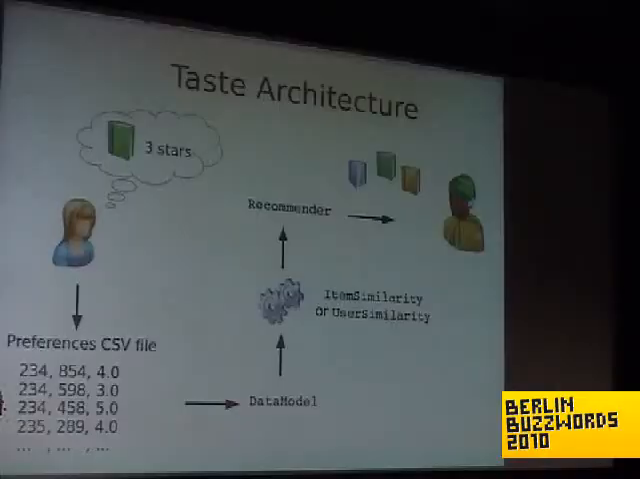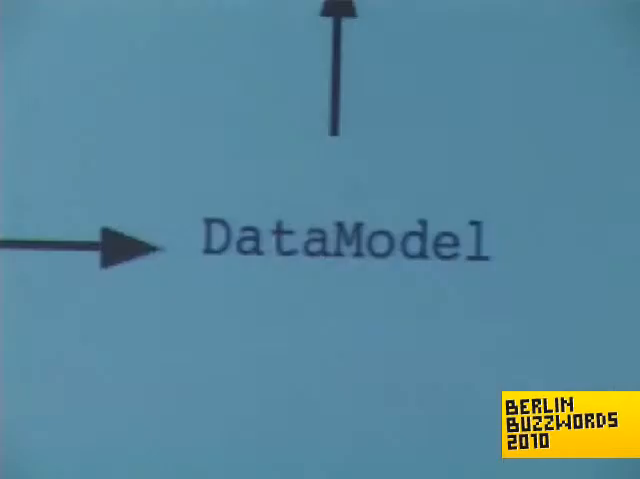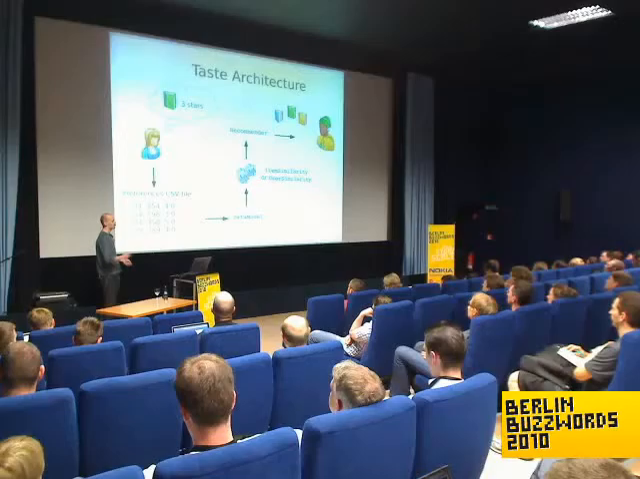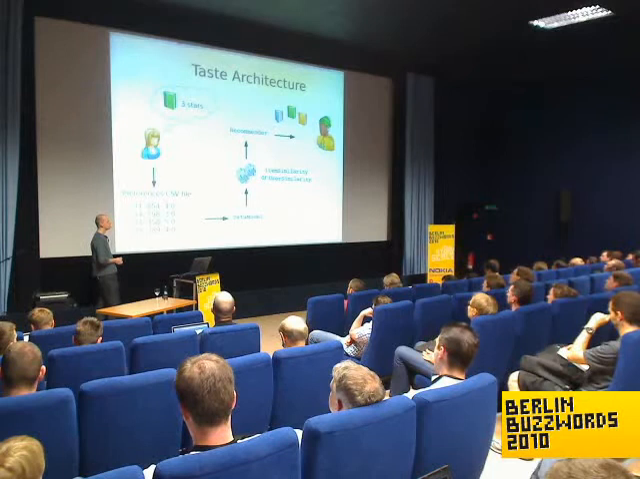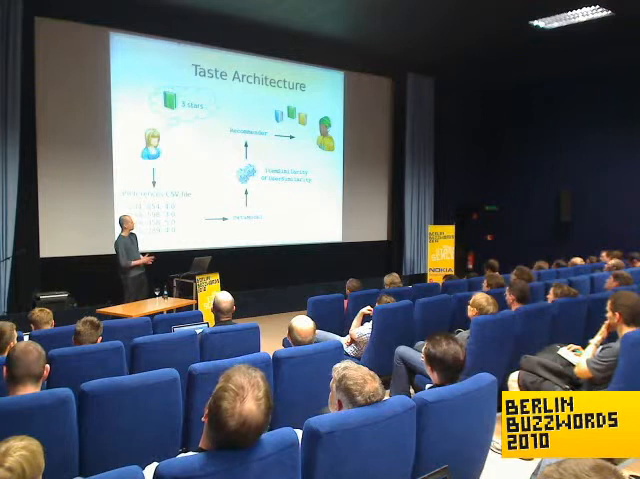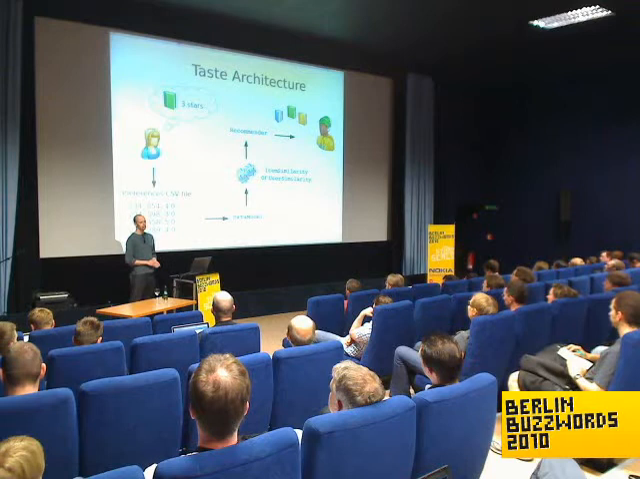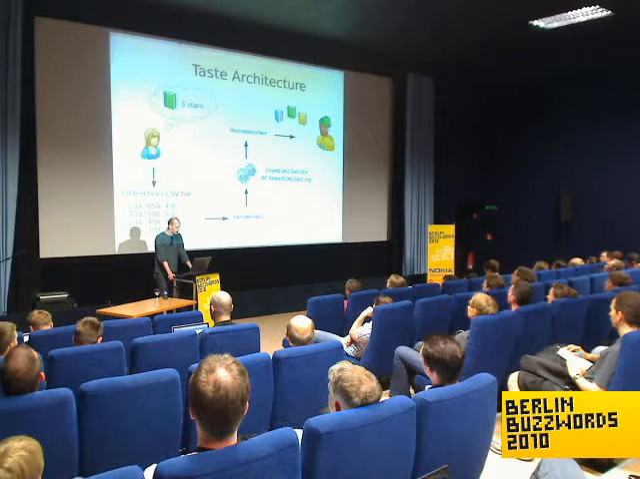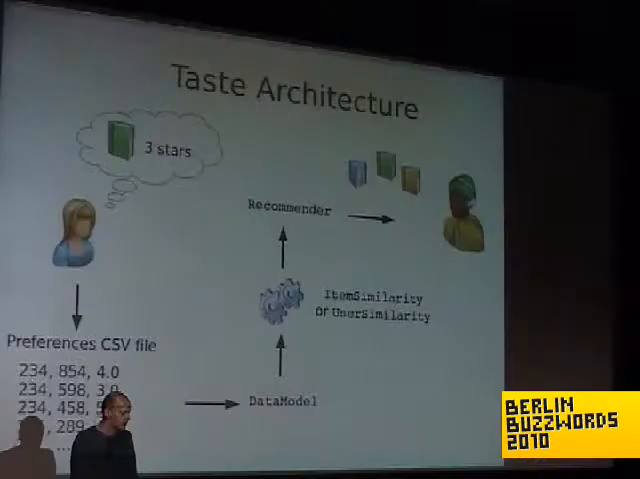This is an abstraction for taste, and with a data model, you can find out all sorts of things about your data, like how many users are in there, how many items. You can get the preferences from a certain user, all that stuff. And with that, you can run an algorithm on top of that to determine which items are similar to others, or which users are similar to others. This is done with item similarity or user similarity. Once you have these two components, you have to hook them up in a recommender, and then you can just recommend items.